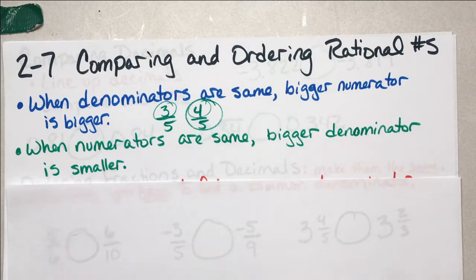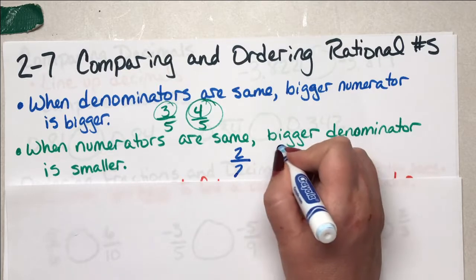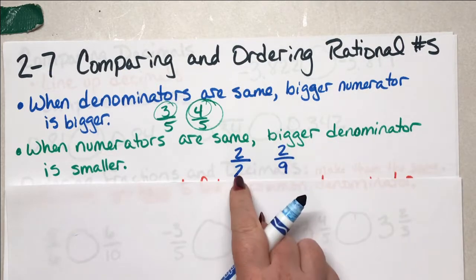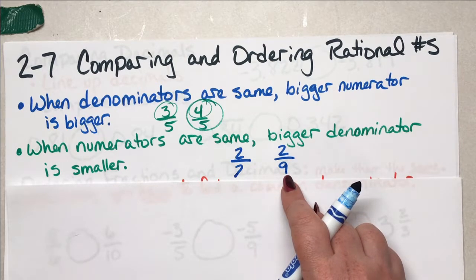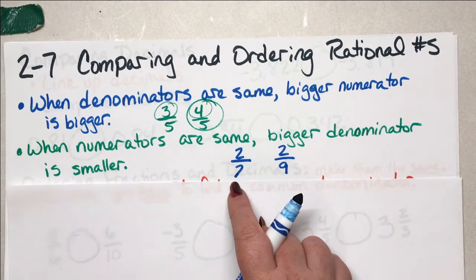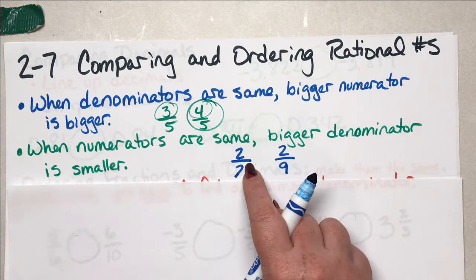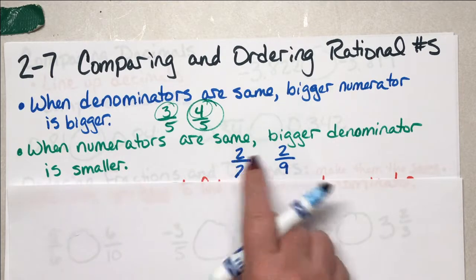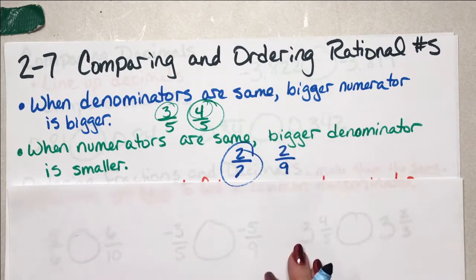If the numerators are the same and the denominators are different, then the bigger denominator is smaller. For instance, if I have 2/7 and 2/9, if I break something up into 7 pieces, if I take that same something and I break it into 9 pieces, these 9 pieces are going to be smaller than these 7 pieces. So I've got 2 of these and I've got 2 of those, and these 2 are going to be bigger. So when the numerators are the same, the bigger denominator is smaller. So this is the bigger number.